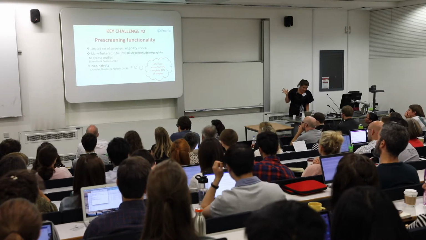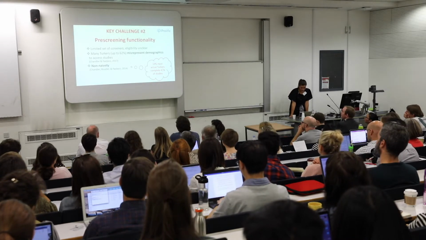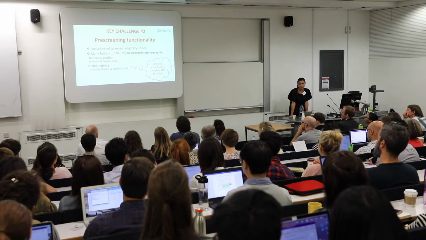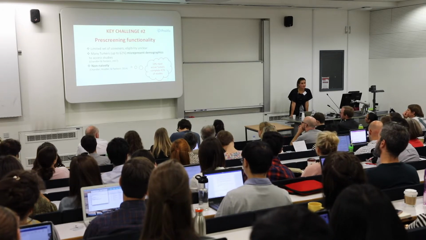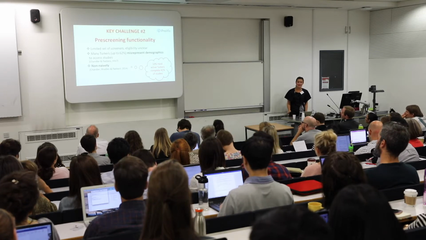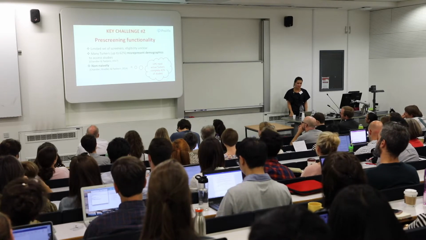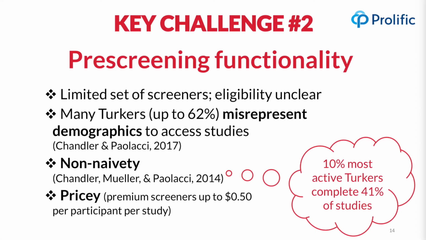The problem of non-naivety. Basically it's about a variety of participants having become professional survey takers who've been exposed to many paradigms, measures, and tasks before, so they know answers in advance. And then often these tasks might measure memory rather than actual problem solving in the given moment, for example. And one paper found that 10% of the most active Turkers complete 41% of studies on mTurk.